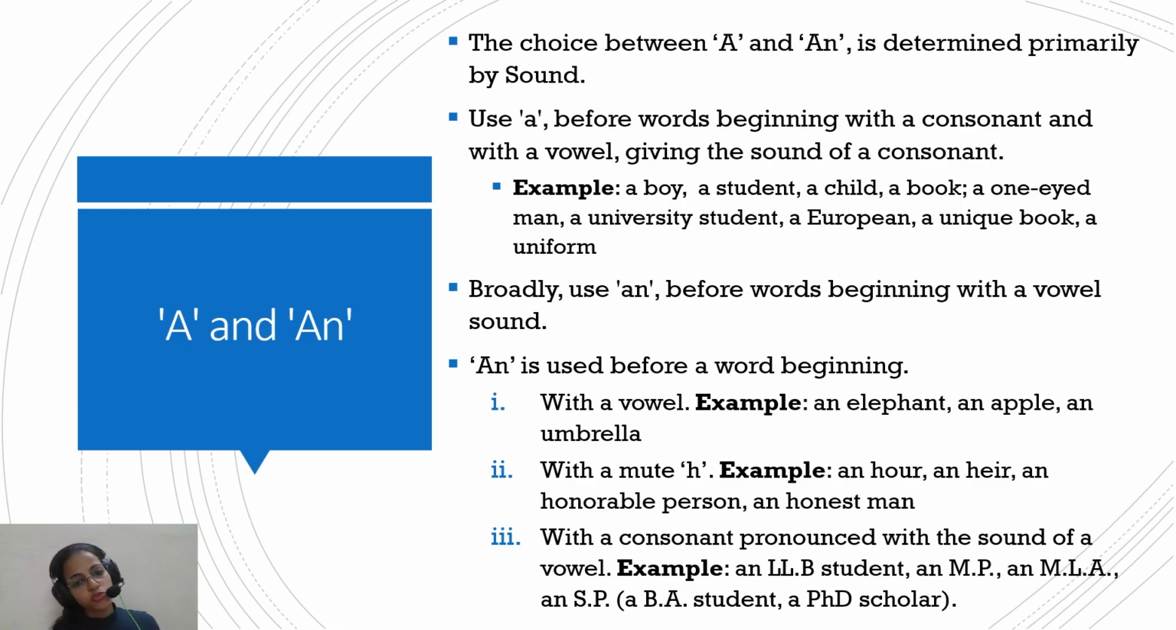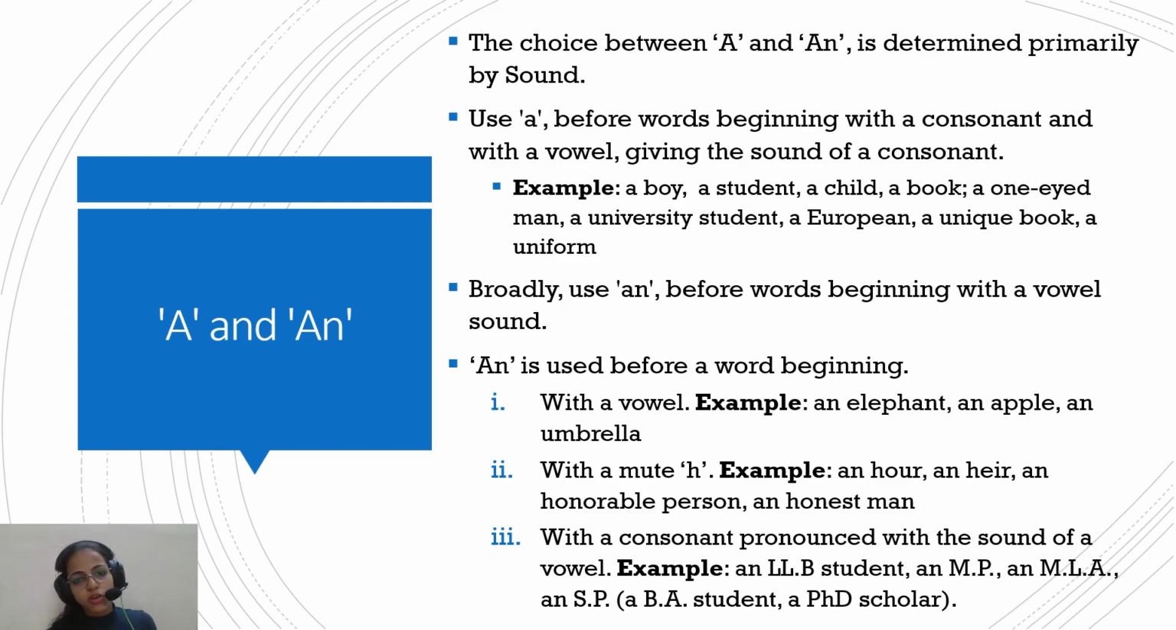Similarly, "a university student". Here U is not sounding the way it is supposed to, like in umbrella. In umbrella, U sounds like a vowel, but in university, it sounds like the consonant "yoo". So because it's a consonant sounding word, the article "a" is going to be used here. So: a university student, a European, a unique book, a uniform. These are all not sounding like the U in umbrella. That is how U is supposed to sound as a vowel.